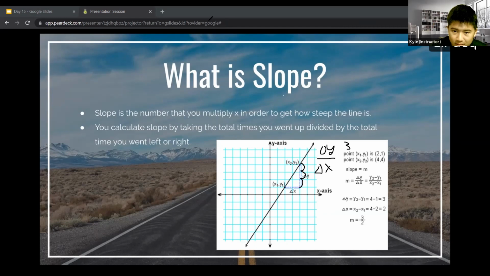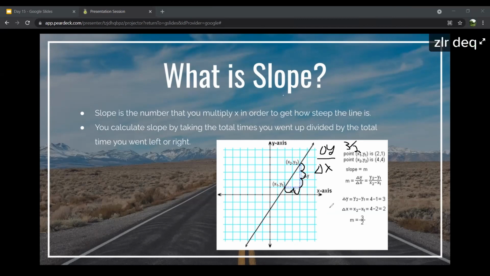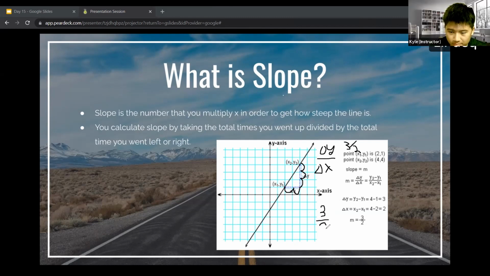Okay. Give me a second. Okay. So what about the change of x? Can anyone tell me the change of x? What is that? 2, yes. Yes, it's 2. Okay. So the slope for this equation would be 3/2. And you can see the work on the right-hand side over here.